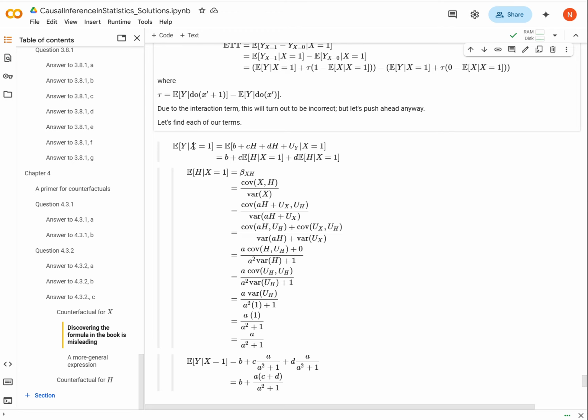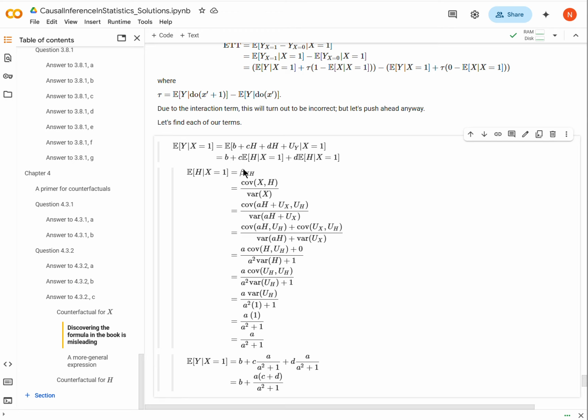So the expected value of y given x equals 1. Okay, well, what's y? Well, y is just this, and everywhere where there would be an x, I just put a 1. So there's a bx, and so that's just a b. And then there's a dxh, and so there's a 1 there, right? So on and so forth. And so then we can simplify that, and we come out with this. And so now we have this thing right here, which is the expected value of h given x equals 1.